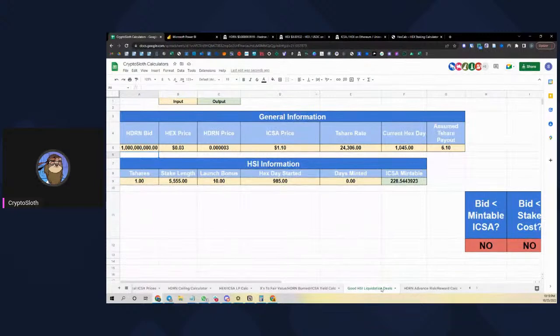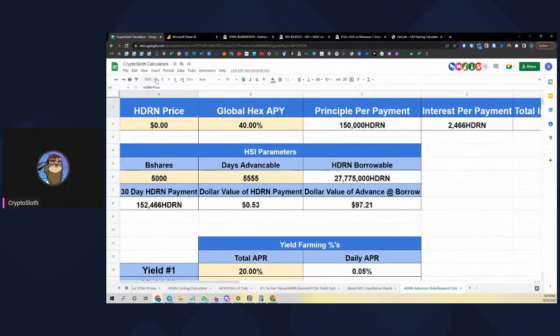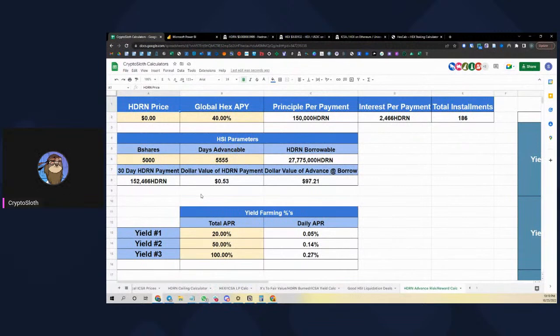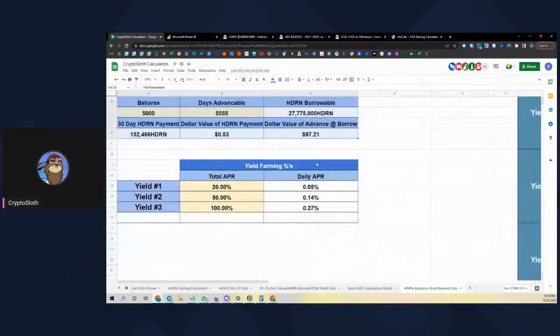All right. Next up, the last one, and the one that I am personally most proud of. I have done a video on this one before, but I'll go over it quickly again. What this calculator does is it takes the parameters of an HSI, and then it calculates everything you would need to know if you took an advance on it. Then it takes the advanceable Hedron and plugs it into different yielding opportunities that you would find yourself.